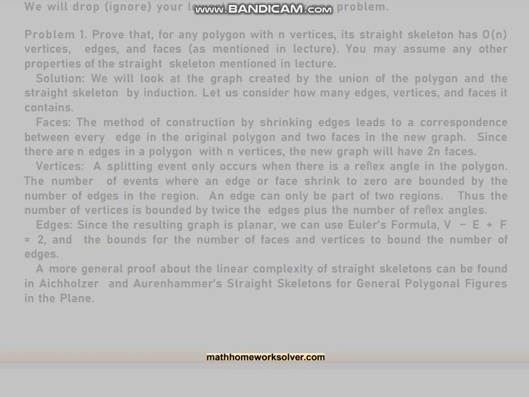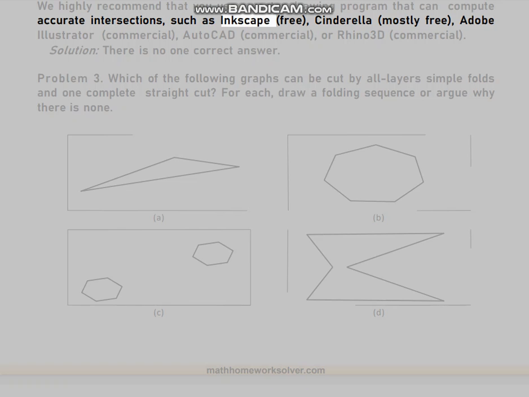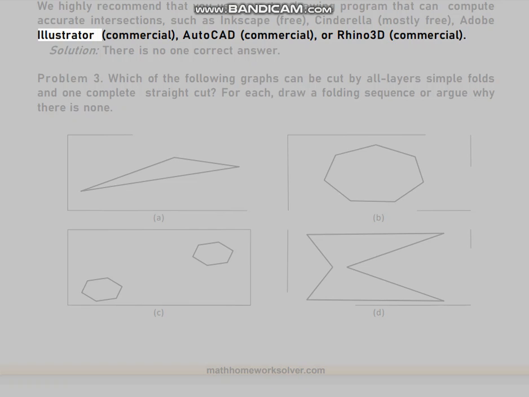mathhomeworksolver.com. We highly recommend that you use a vector drawing program that can compute accurate intersections, such as Inkscape, free, Cinderella, mostly free, Adobe Illustrator, commercial, AutoCAD, commercial, or Rhino 3D, commercial. Solution. There is no one correct answer.